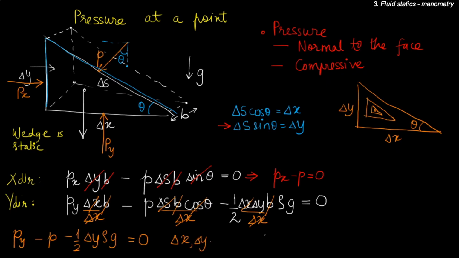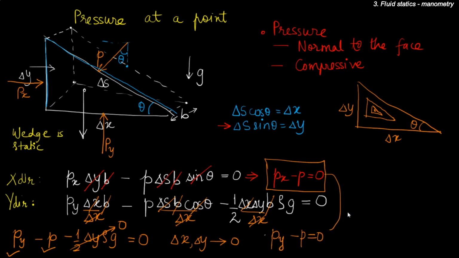Delta x and delta y both go to 0. And if that goes to 0, this term is devoid of any delta x and delta y. Similarly, this term is devoid of any delta x and delta y. This term is devoid of any delta x and delta y. Only this term contains a delta y, and this term will consequently vanish. As a result, from the y force balance, we obtain Py minus P equal to 0.